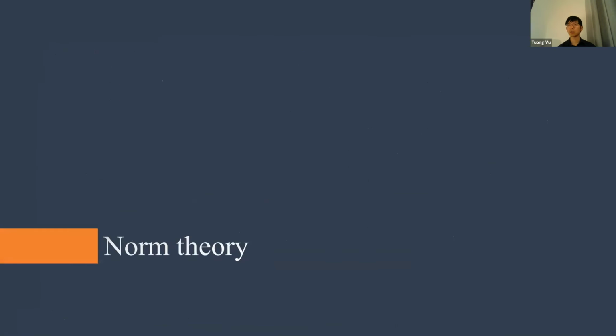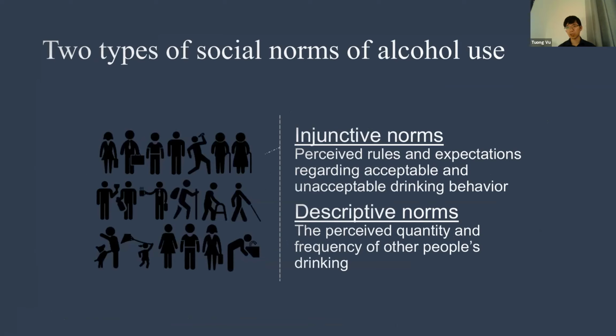So now let's talk about norm theory and how we apply it in the alcohol use modeling. For norm theory, there are 2 concepts, in this case injunctive norm and descriptive norm. Injunctive norm is what society sees as acceptable behavior, and descriptive norm is actually how people are drinking. So for injunctive norm, for example, if you're pregnant, you're not supposed to drink. And the descriptive norm is the drinking behavior you observe of people around you.